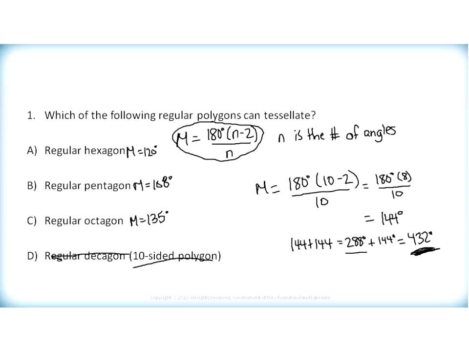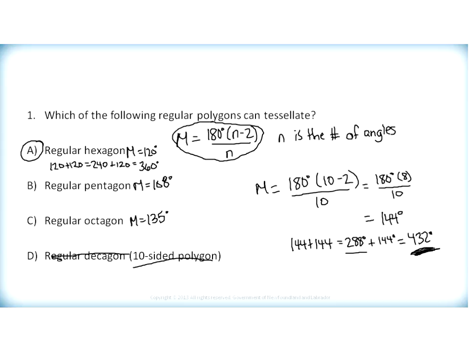So for my hexagon, I'm going to add together two of them. 120 plus 120 equals 240. So I'm not quite at 360 yet, so I'll add on another one. Well, 240 plus 120, that equals the magic number here, exactly 360 degrees. So that means that A must be the correct answer. But once again, I want to check my other ones just to make sure that that makes sense.